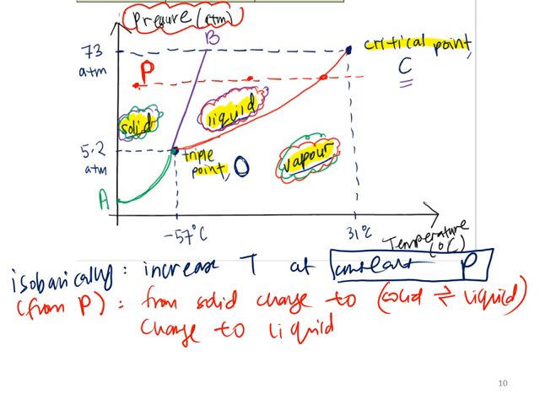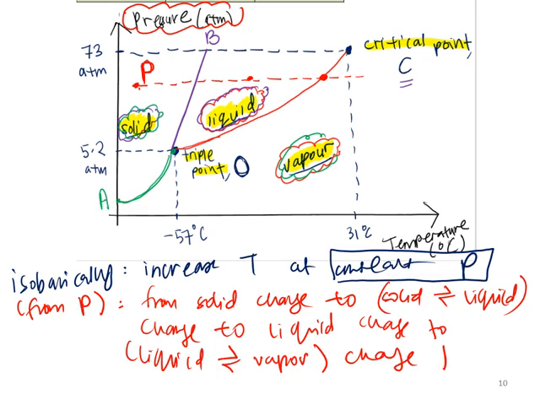And then dia sentuh, dia touch the OC curve. So change to liquid in equilibrium with the vapor. Dan dia change, the last one, dia change to the point here. Dia dah berada dalam region vapor. So, last point dia adalah change to vapor. Itu kalau saya ambil isobarically from point P.